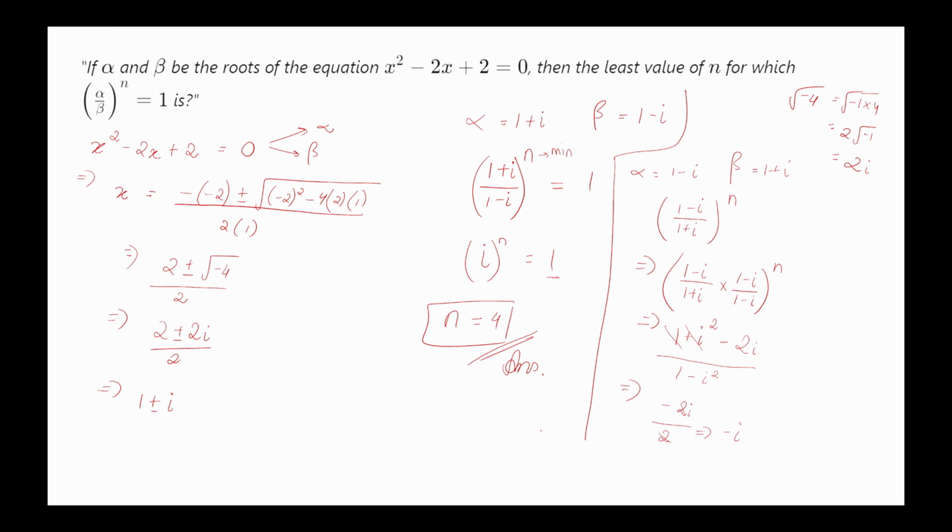So from here, what do we have? We would have (minus iota) to the power n as 1. So at what value of n would we get this to be 1? Of course it would be 4 again, because at 4, minus 1 being an even power, the minus would become positive, and iota to the power 4 is 1. So this is how we solve the question.